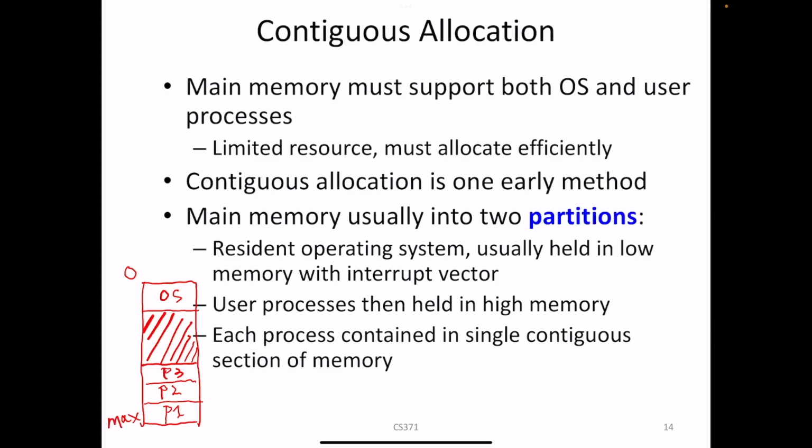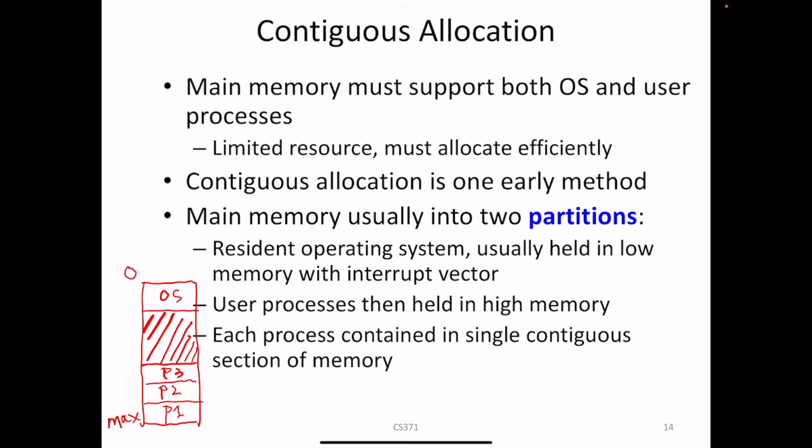Next, we are going to look at several memory allocation mechanisms. As we have mentioned in the previous slides, main memory must support both operating system and user processes. Due to the very limited memory resources, we must deal with memory allocation very efficiently. In the early stage, we have a relatively simple method called contiguous allocation. The idea is quite simple.